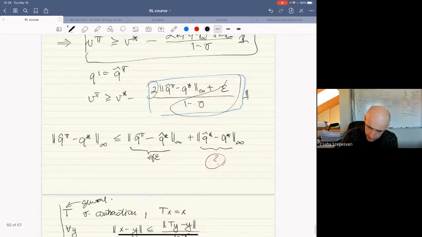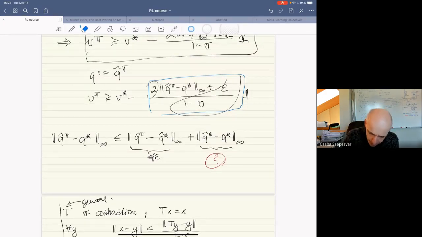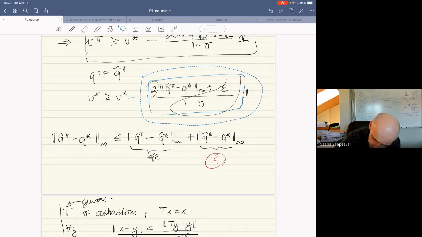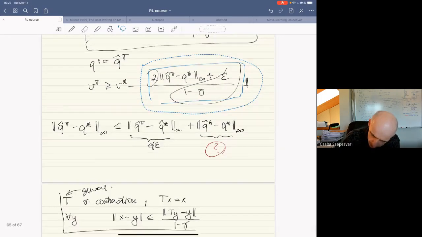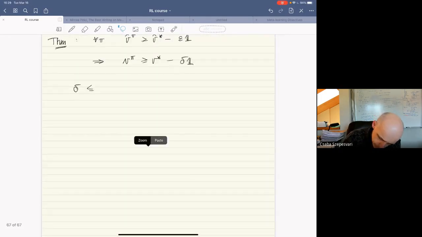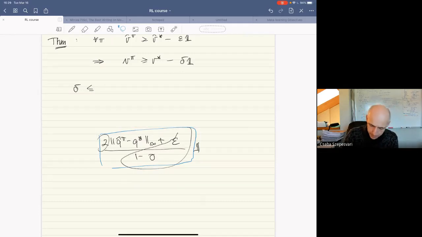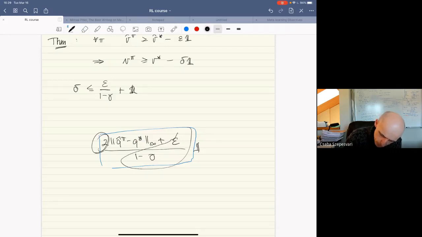Okay, let's collect the terms. So we have 2 times, okay, copy, paste, there you go. Well, there is this epsilon over 1 minus gamma, so let's write it down. That's clean. And then there is, okay, not a factor of 2, but 2 over 1 minus gamma.